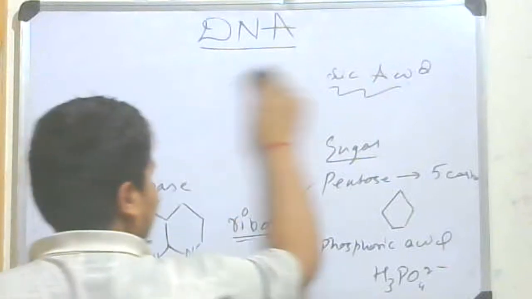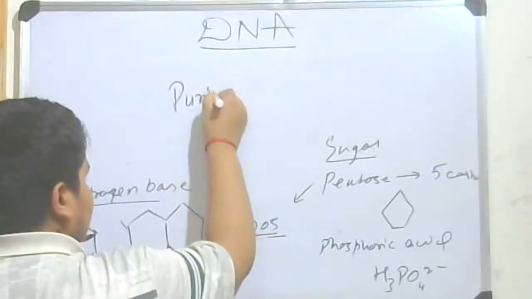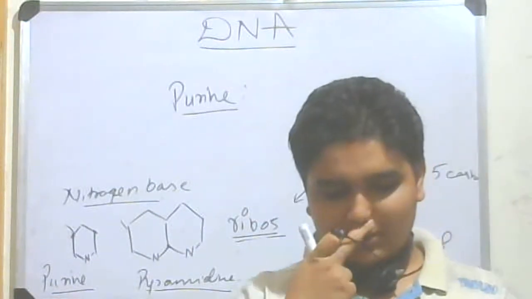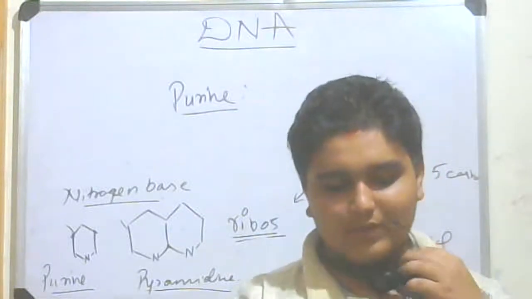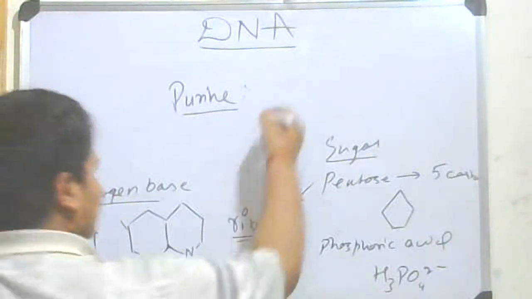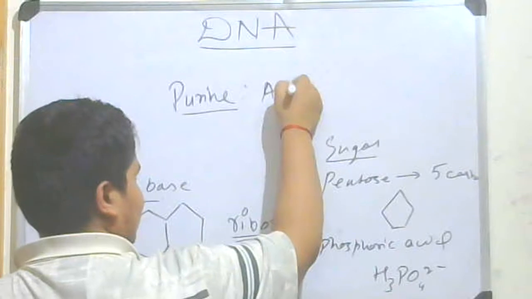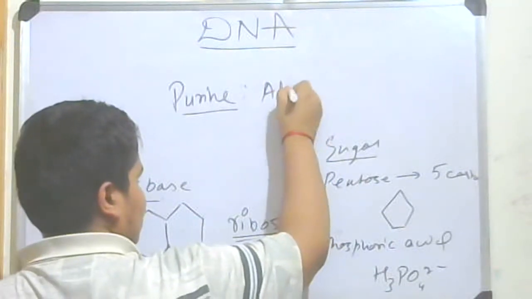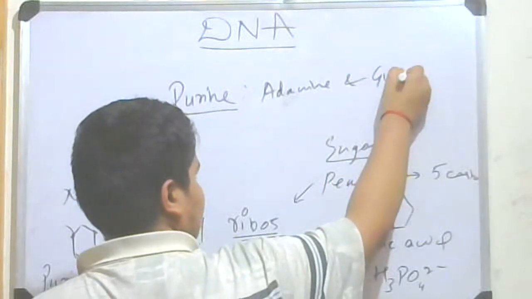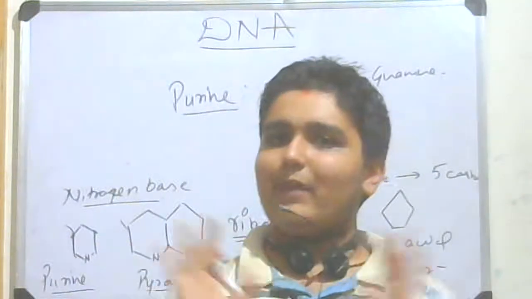I'll be having this part over here. So we're talking about purine, that is a single ring structure. It could be of two types. The ones given to you are adenine and guanine. We often represent it by just a capital letter A, but for your convenience, I'll be writing the whole thing. We have adenine and guanine. Now understand, both of them are purines. Both of them have a single ring.